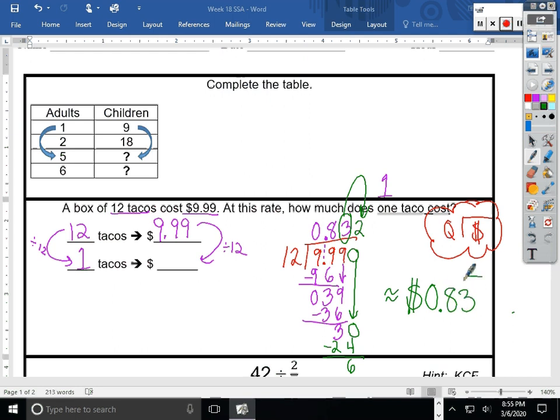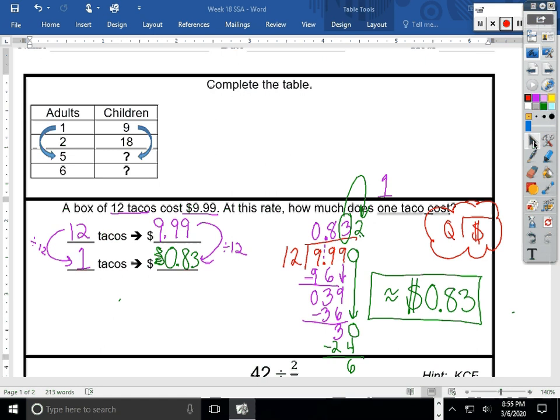$0.83. I'm not going to round up on this situation because this last digit in the thousands place is smaller than 5. So this answer here, I could say that this $0.83 is about the cost of 1 taco. And they probably would round up to make sure that they're compensating for that extra penny, right? For that extra amount that otherwise wouldn't be figured in.